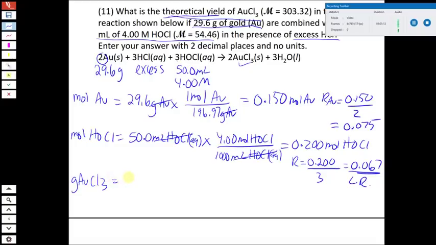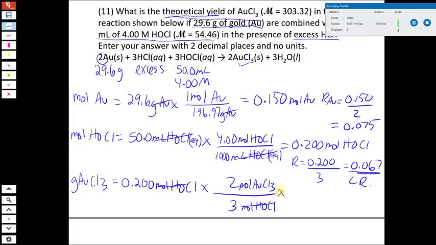We start with moles of limiting reactant, which is HOCl. And just like in the last problem, once we have moles of limiting reactant, we use mole ratios to figure out how many moles of that product can form. So we want moles of HOCl to cancel, and moles of gold chloride in the numerator. So we have a coefficient of 2 in front of gold chloride, so we put a 2 there. We have a coefficient of 3 in front of HOCl, so we get a 3 there.